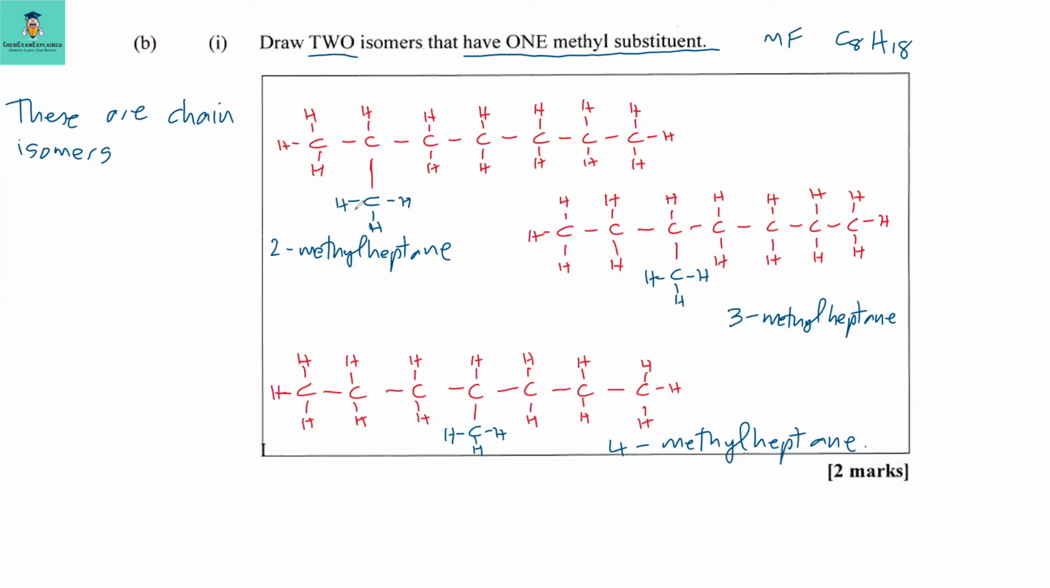In our next isomer, we simply move the methyl group from the second carbon to the third carbon. So in the first isomer, we have 2-methylheptane. And in the second one, we have 3-methylheptane. Another one could be 4-methylheptane. And once you do that with your methyl substituent, you satisfy the question.